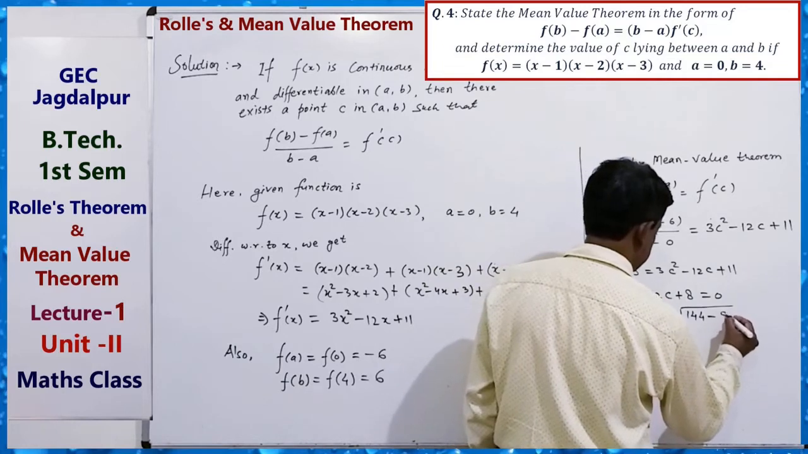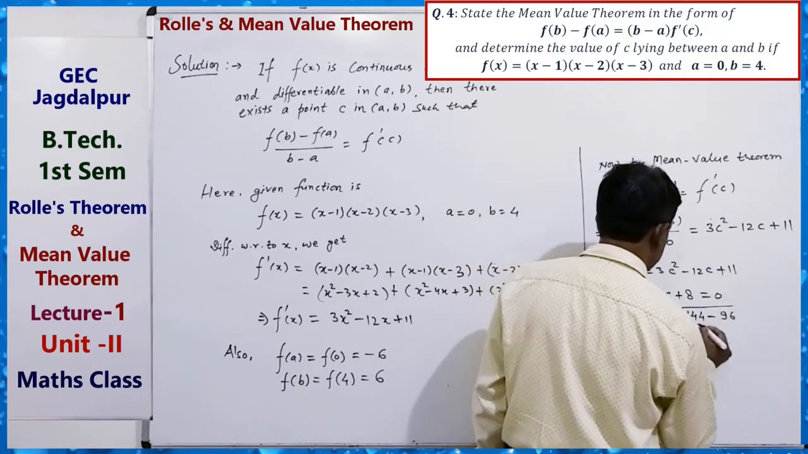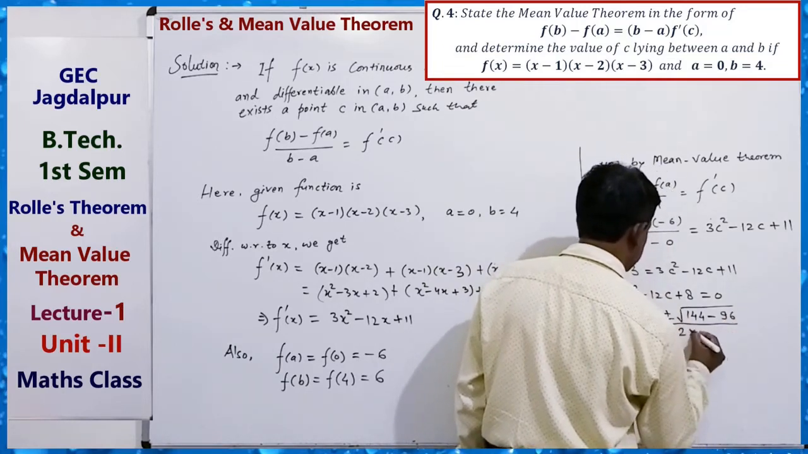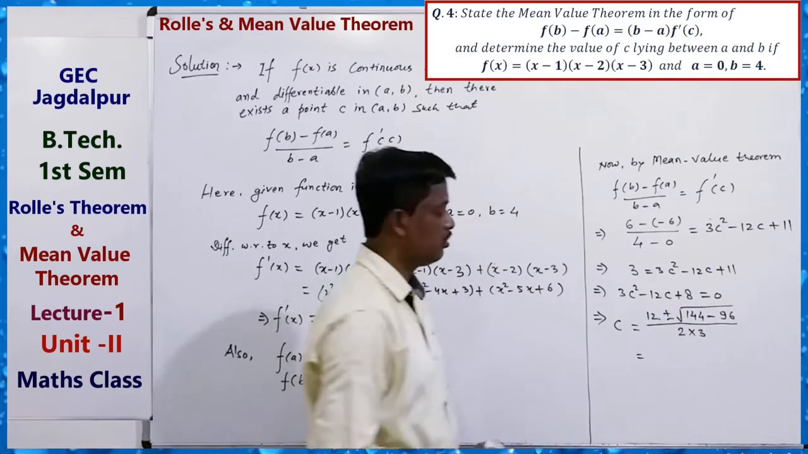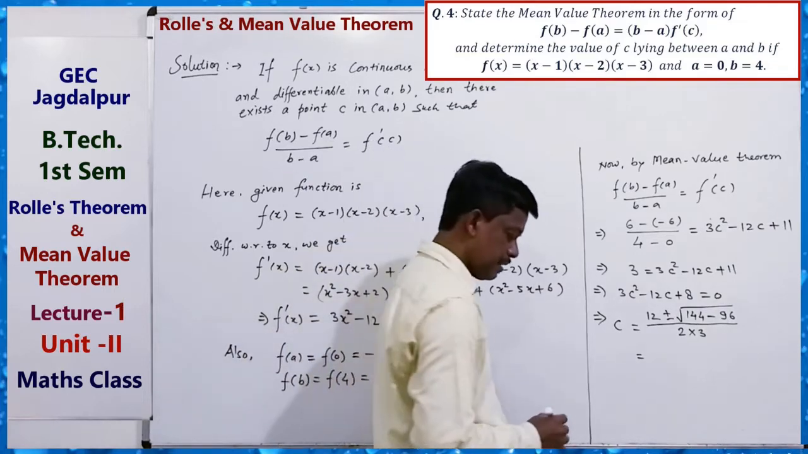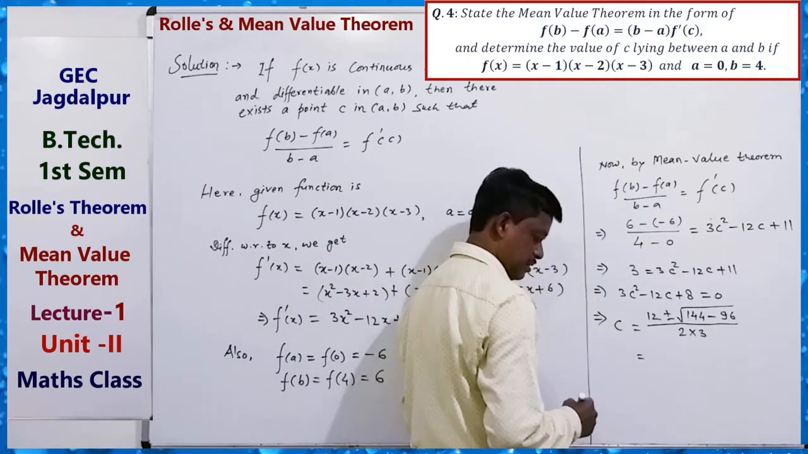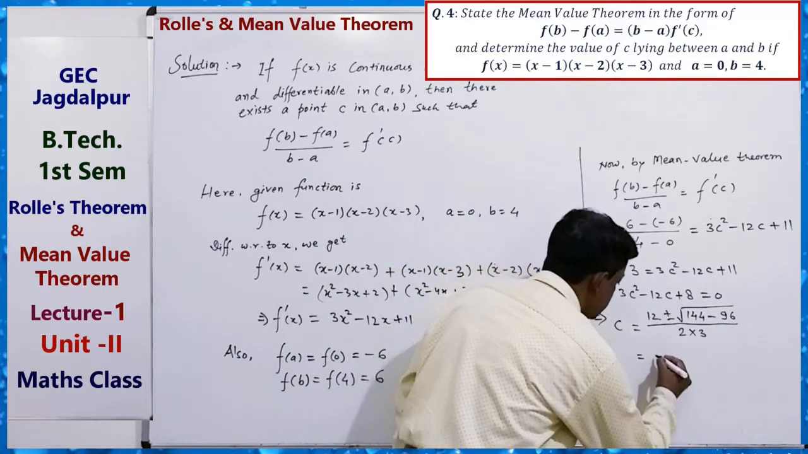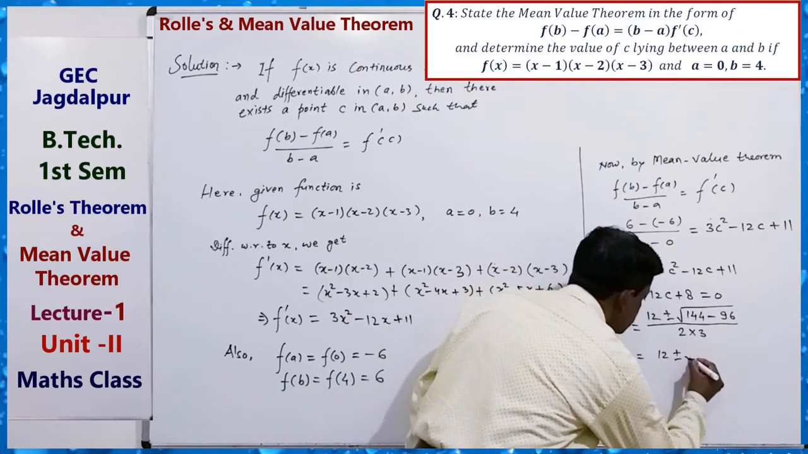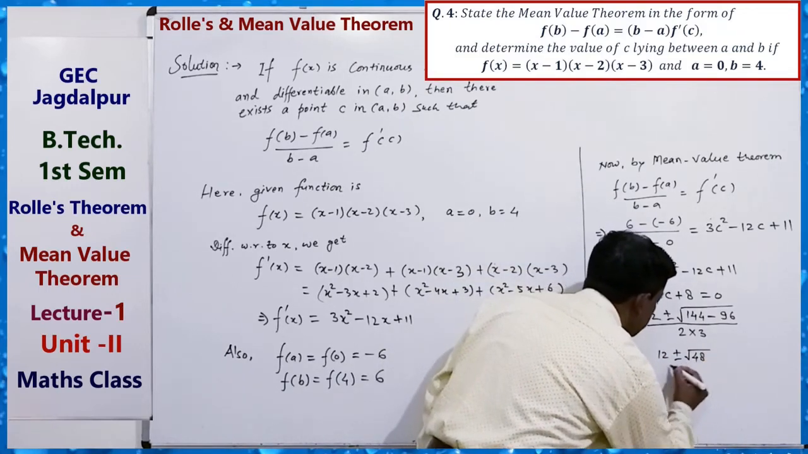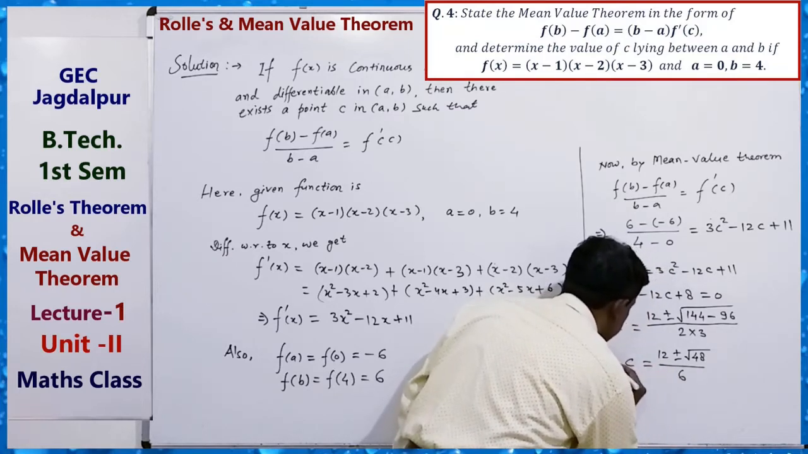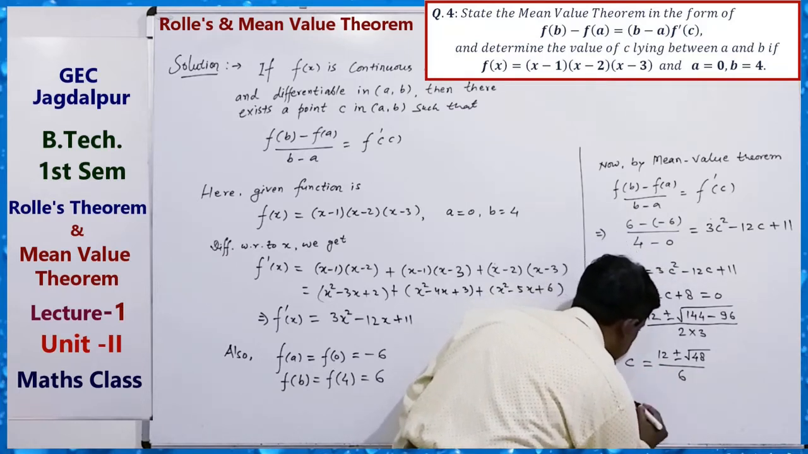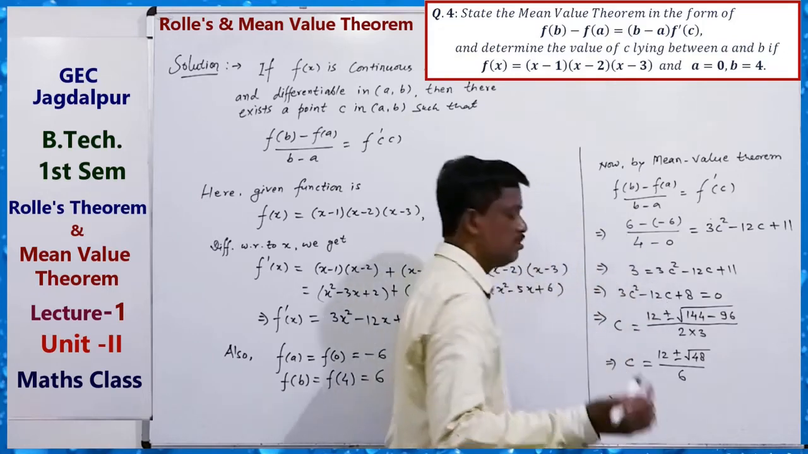96. Okay, upon 2 into 3. So after solving this, 144 minus 96 is 48. So here we see that c equals 12 plus minus root 48 upon 6. We can write c equals, two values are there.